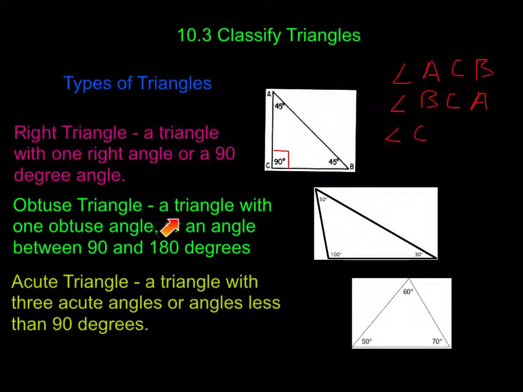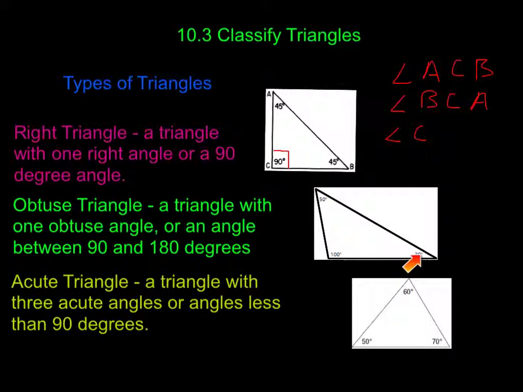An obtuse triangle is a triangle with one obtuse angle or an angle between 90 and 180 degrees. So as you can see from our model right here, we have an angle of 100 degrees. So this would be our obtuse angle. And with an obtuse triangle, you have one angle that's obtuse and two angles that are acute. And that forms an obtuse triangle.